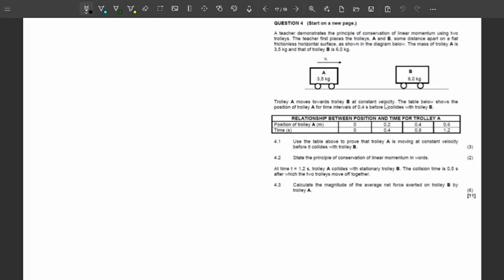Hi guys, in this video we're doing momentum problems, so you are more than welcome to pause the video and attempt the problems by yourself. Right, now let's start with Q4.